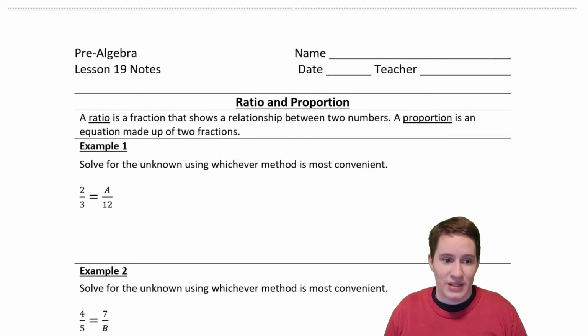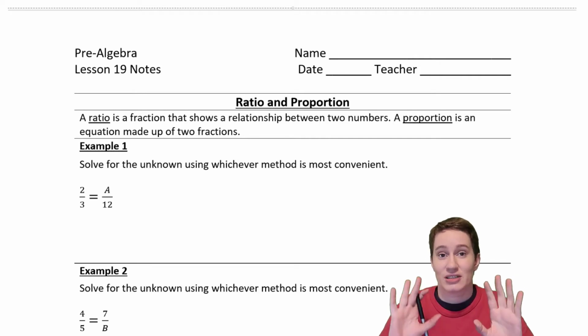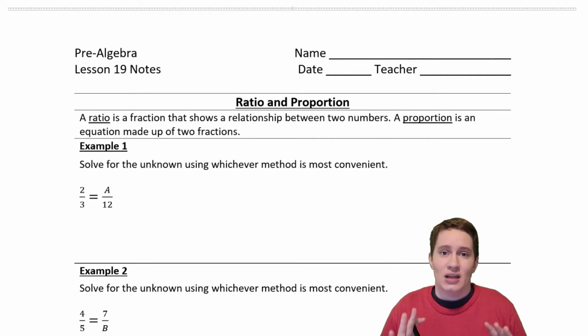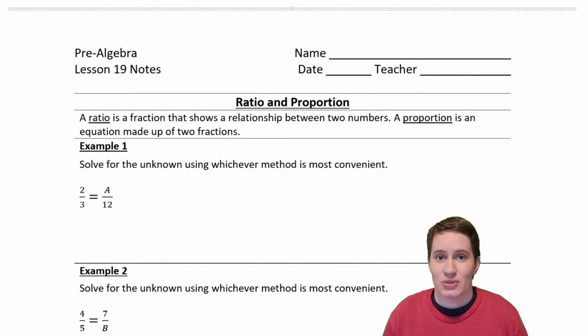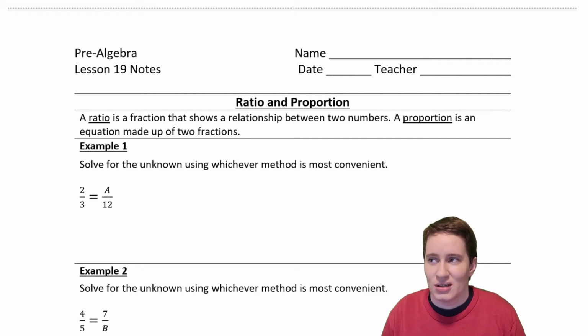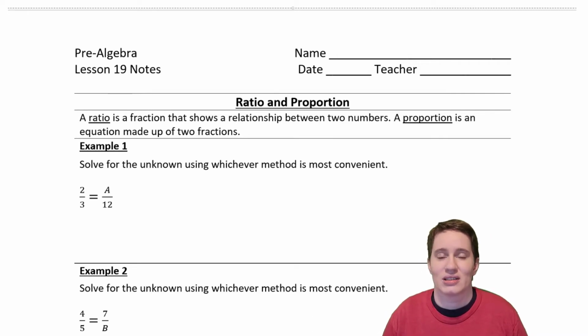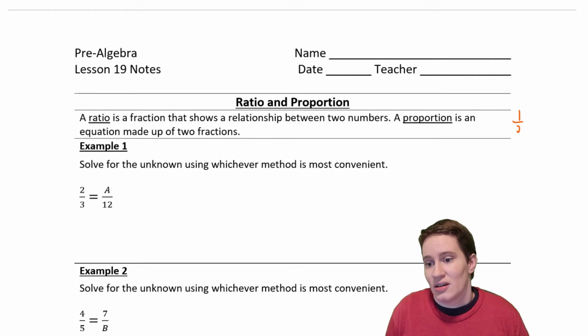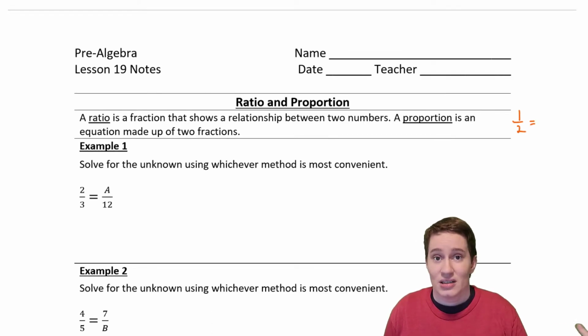A proportion is an equation that's made up of two fractions. So you'll have a fraction on either side of an equal sign. A proportion shows a relationship between these two fractions, because in order for two fractions to be equal, they have to be equivalent fractions. That's a term you maybe heard when you first started learning about fractions. We might have a fraction like 1/2, but we can write that fraction in many other ways and have it be equivalent. We can say that it's 2/4, for instance.